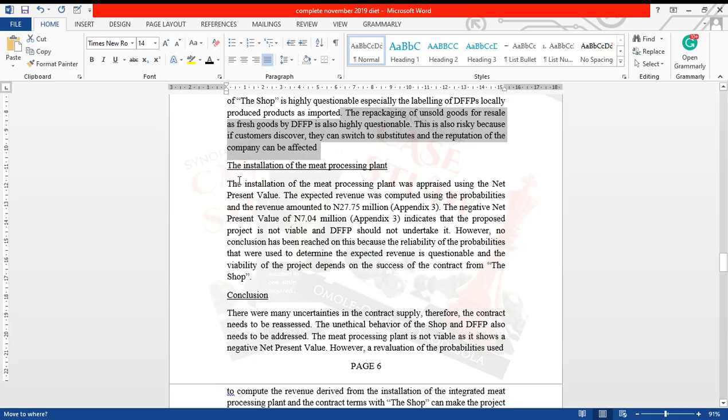Then after that, you can talk about the installation of the meat processing plant, right? The installation of the meat processing plant was appraised using the net present value.